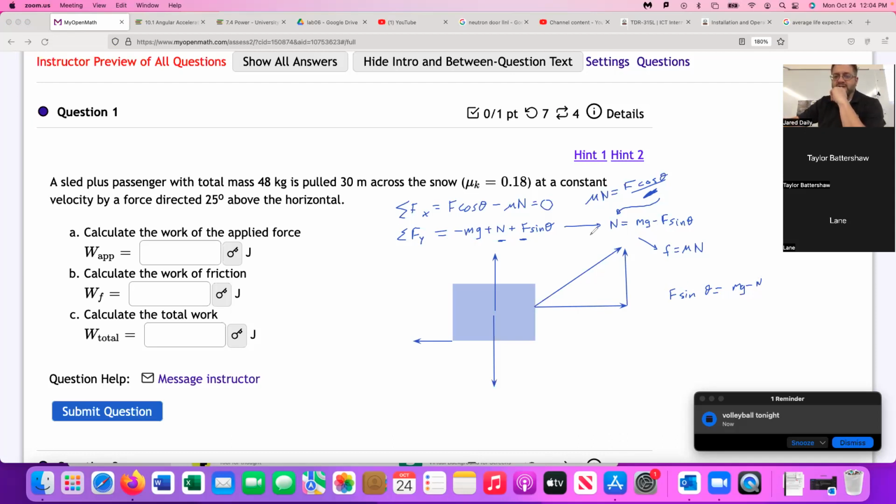So then you divide the two. When you divide the two, you're going to get f sine theta over f cosine theta equals mg minus n over mu n. And this is just a number, because the f's are going to cancel and you know what theta is, right? So this is just going to give you a number, and then you can solve for n. Once you've solved for n, you can go back and plug n into either one of these equations to solve for f, and then you'll be done.